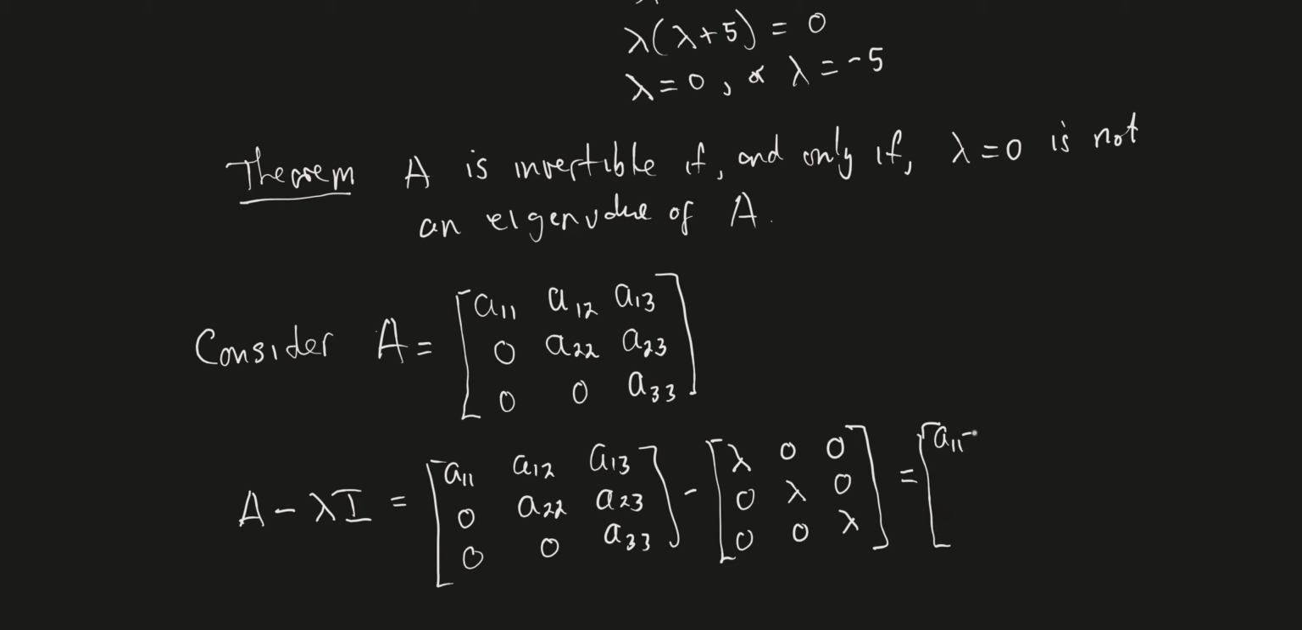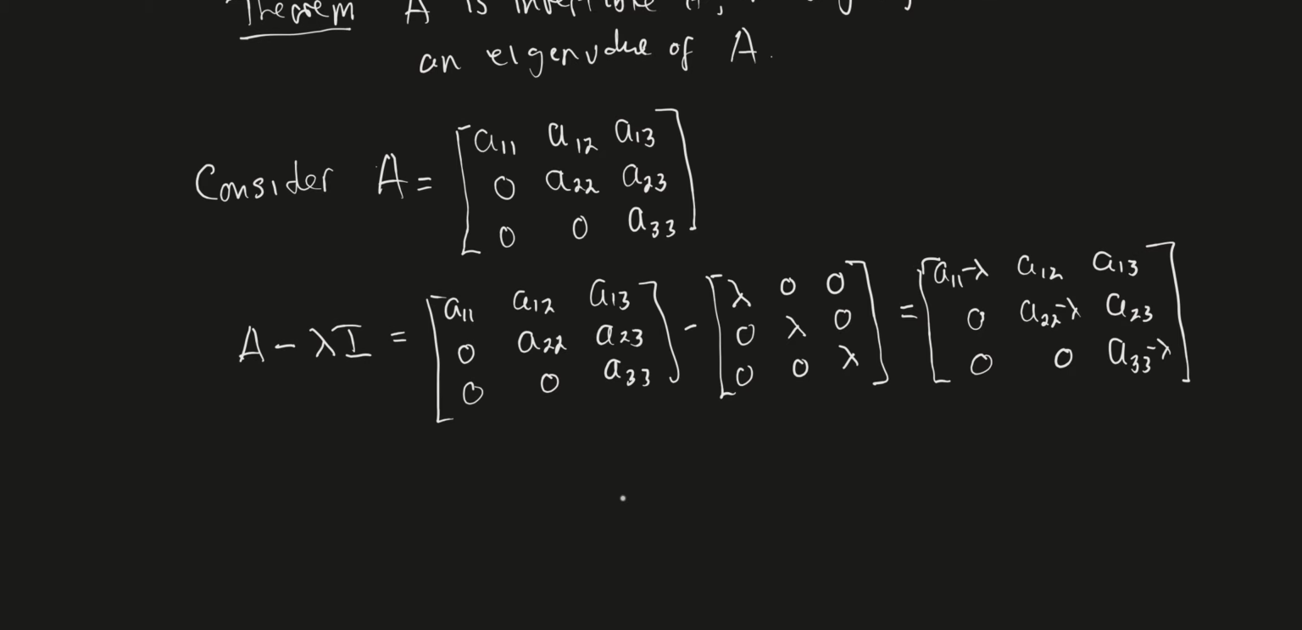So A11 minus lambda, and then A12, A13. Then we're going to have 0, A22 minus lambda, and then A23, and then 0, 0, A33 minus lambda. All right? So that's the matrix. Now to find the characteristic polynomial, we have to find the determinant of this.